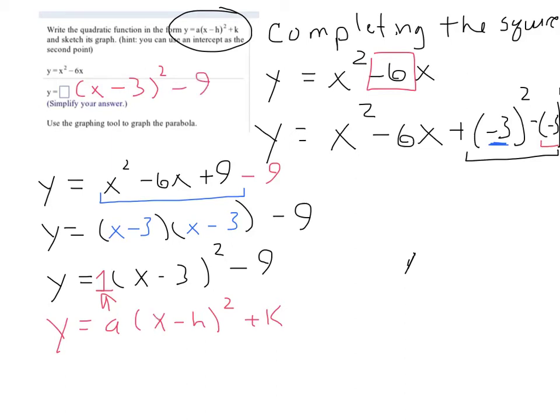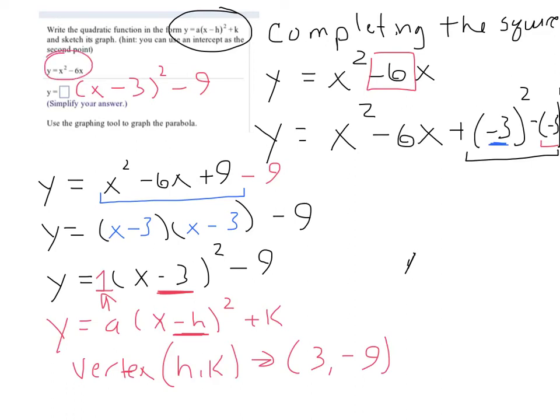Now, the vertex of this parabola would be (h, k). It's the opposite of what appears here. So for our parabola, the opposite of what appears here is 3, and the actual value that appears here is negative 9. So if I were to graph this, I know this is a parabola opening up because I have a positive x squared value, and then I'd plot the point 3, negative 9. We'll say right down here this is a point 3, negative 9.